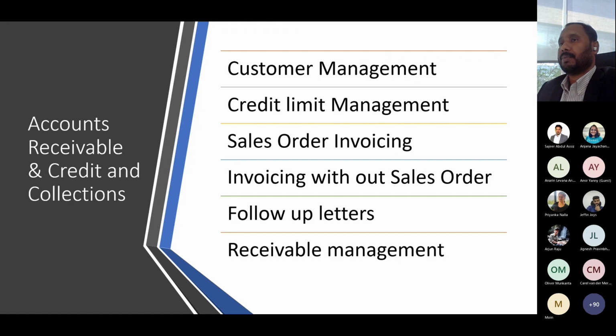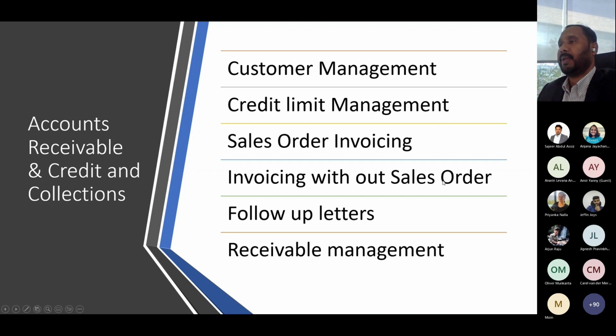There are two modules for the sales side. In fact, three: sales and marketing, which is the supply chain management side, where we do all the leads, prospecting, quotation, sales order and the delivery process. Then moving on is accounts receivable and credit and collections. Under finance, these are the two modules which we mostly use for our receivable side. Using accounts receivable, we can do customer management, credit limit management, sales order invoicing, or invoicing without a sales order.